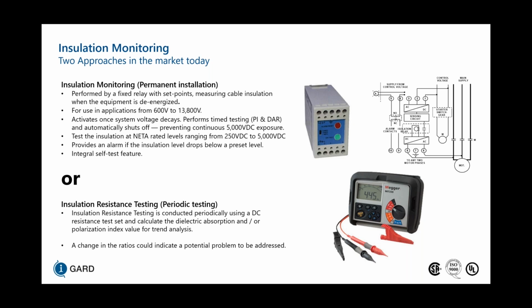We test the insulation at NETA rated levels ranging from 250 volts DC to 5,000 volts DC, depending on what your line-to-line voltage is. We provide an alarm if the insulation level drops below a preset level, and we also have a self-test feature within the relay to confirm that it's still working as it should.